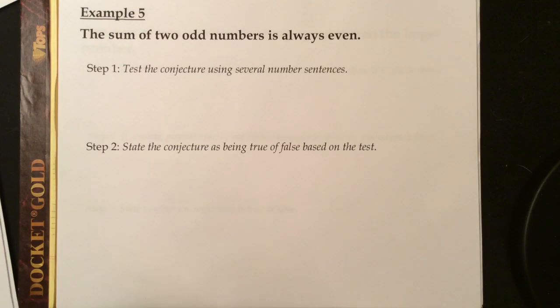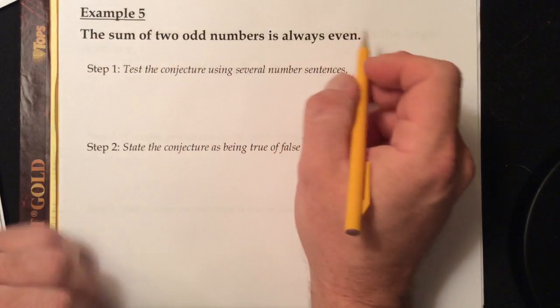Example 5. In this example, you will learn to test a given conjecture. Test the following conjecture given the provided steps. The sum of 2 odd numbers is always even. We want to test this to see if it's true.